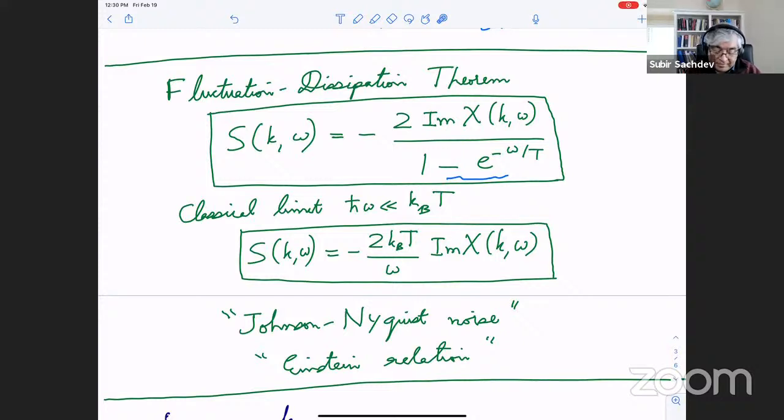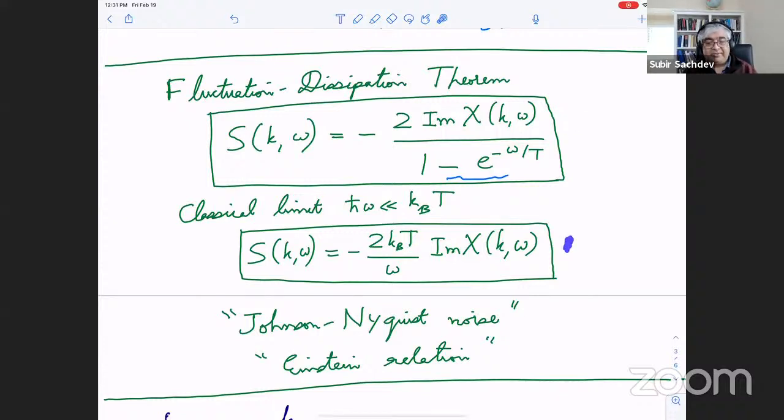Now, I should say that I haven't kept track of factors of h bar, but it's clear that both chi of k and omega and S of k and omega are perfectly well defined in the classical limit. And so this is the classical fluctuation dissipation theorem, which is actually classically much harder to derive. So we have derived a useful relation classically by taking the h bar going to zero limit of a quantum relation.